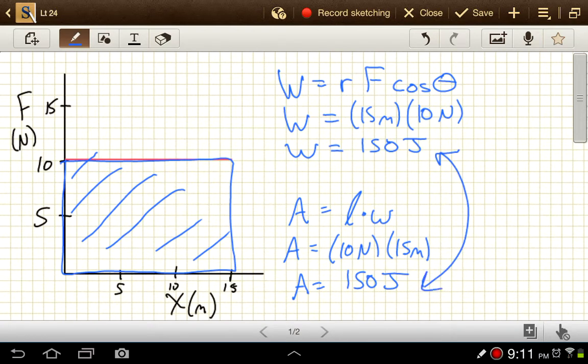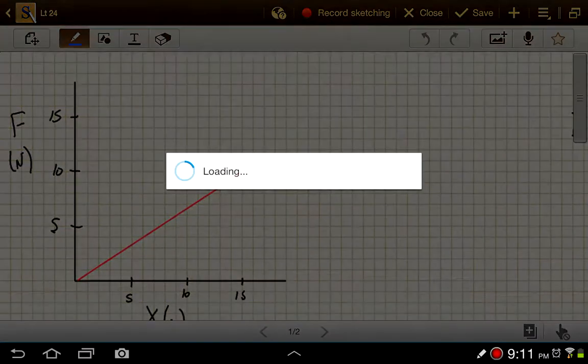Now that's not a coincidence. Whenever we do a graph like this, the area under the curve of a force versus distance graph, or force versus position graph, is going to be equal to the work. So let's do another one like this.